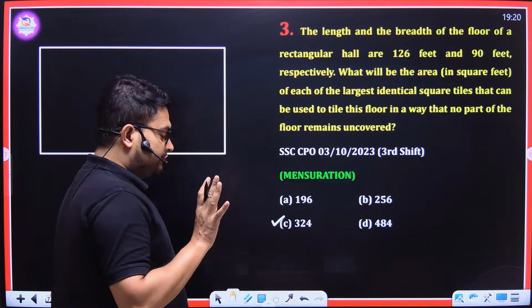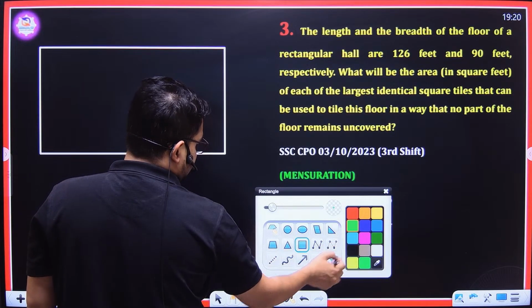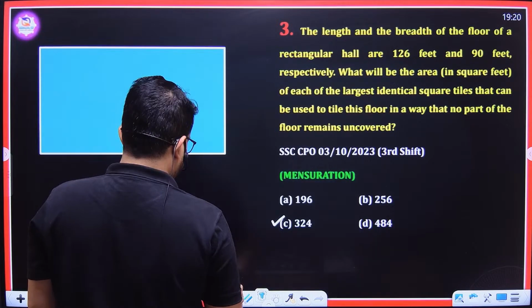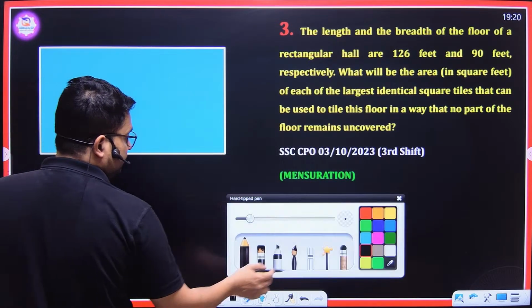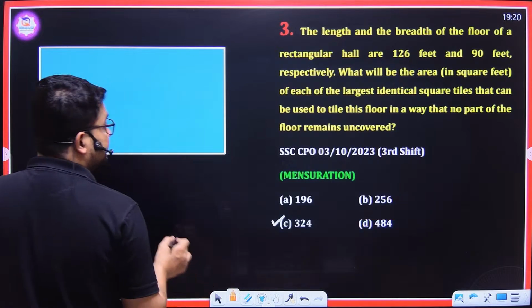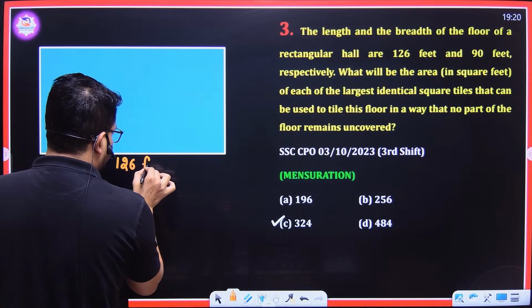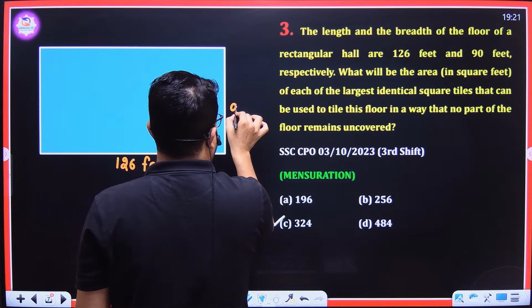I will tell you two things in this question. Suppose this one is our floor. We have a length, this length is 126 feet. And the breadth is 90 feet.